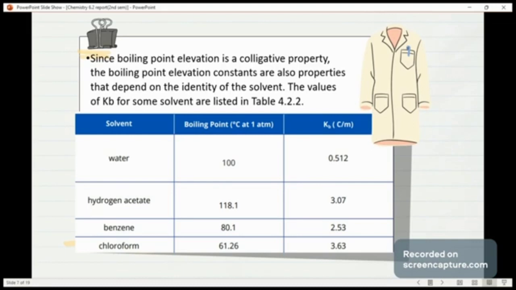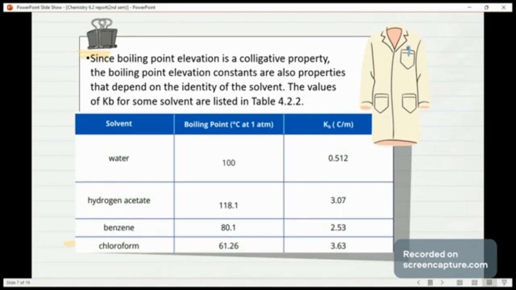So these boiling points and the Kb of a solvent are constants. These are the numbers we will use to solve this, the Kb, which is in our equation earlier.